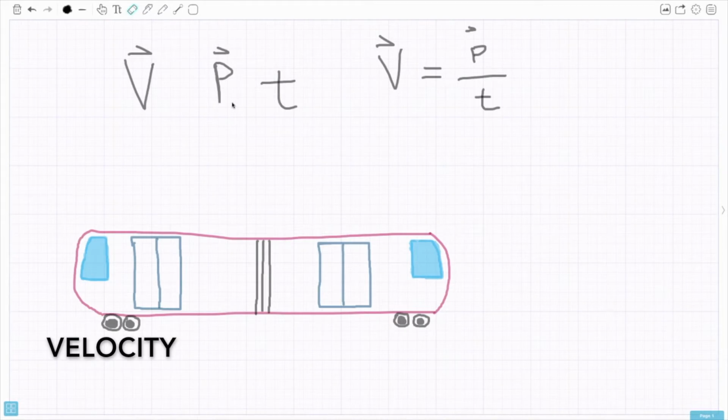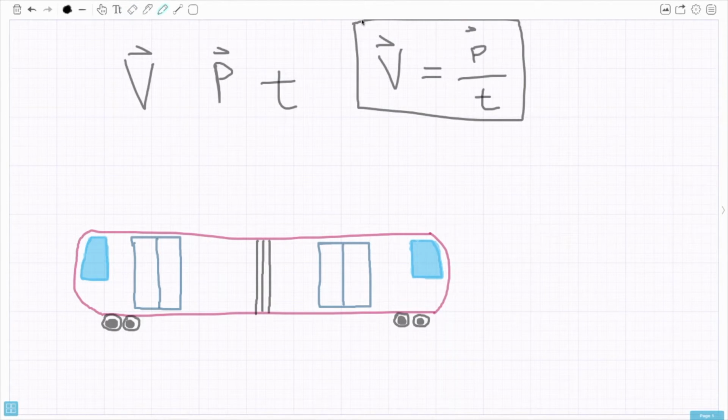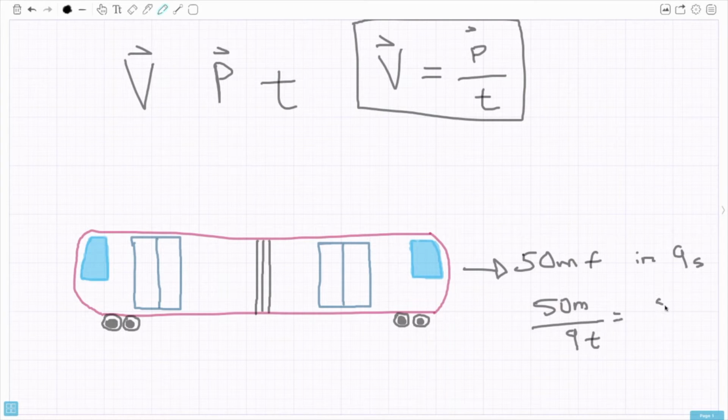Okay, so we're going to begin our calculations with velocity, position, and time. So to do this, we use the formula, velocity equals displacement divided by time. So for our first question, imagine we're on a SkyTrain that travels 50 meters forward in 9 seconds. And we're trying to find the velocity. So you take that formula I just gave you, 50 meters as the position, and 9 as the time. 50 divided by 9 is 5.5 meters per second. And because this is velocity, we're going to write 5.5 meters per second forward, because it's a vector.